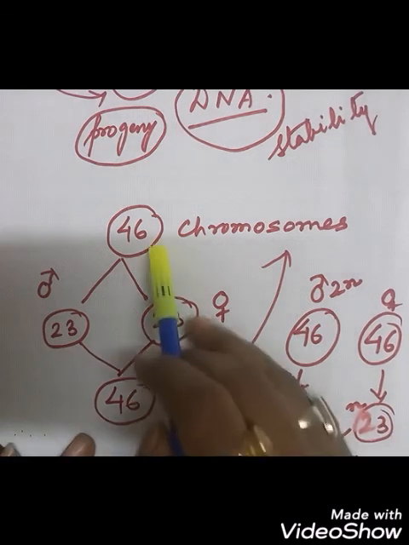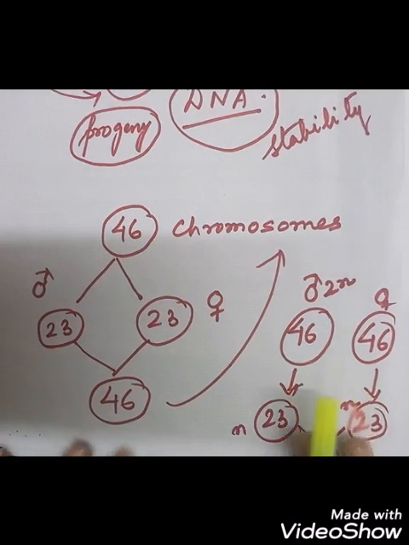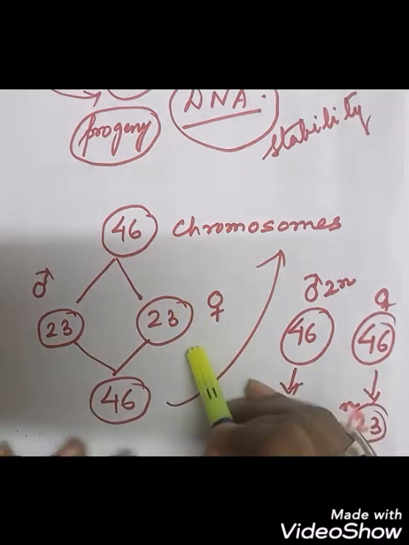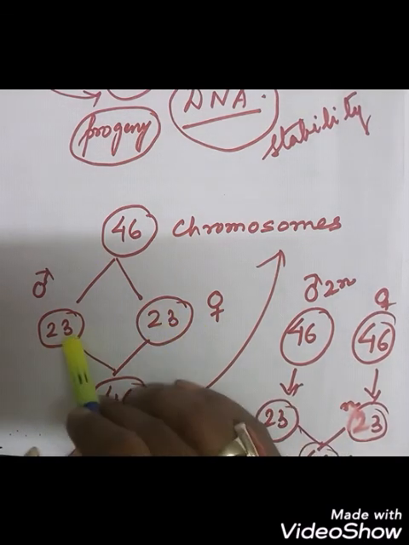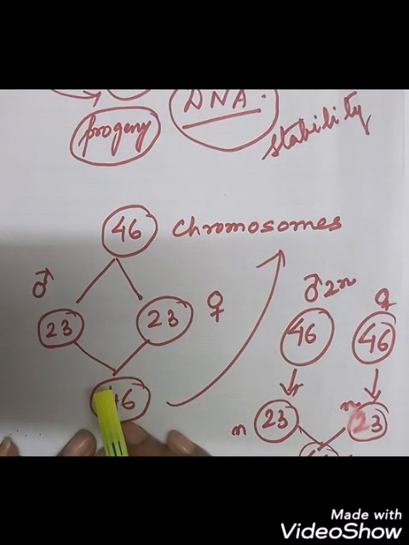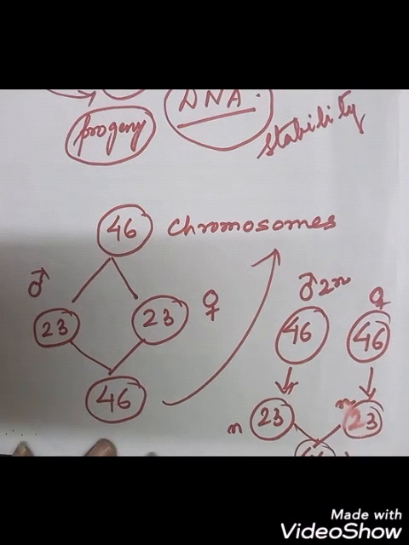Now you can see that human being has 46 chromosomes. So the male will give 23. Here also the female will give 23. When they combine, then again it becomes 46 chromosomes. So it comes back to 46 after the union of the male and the female gametes.